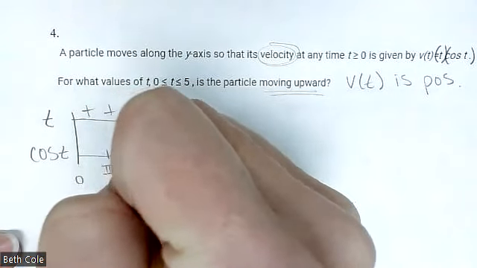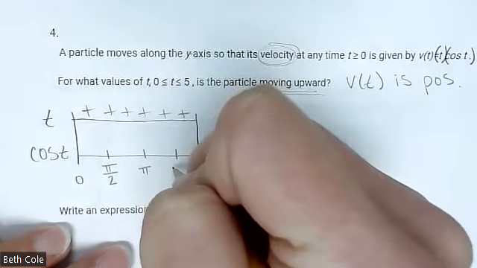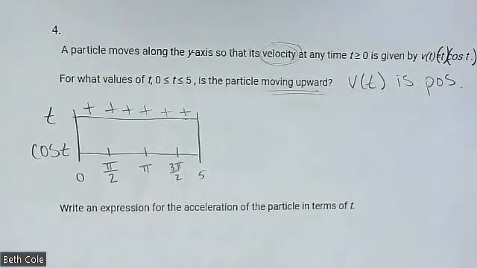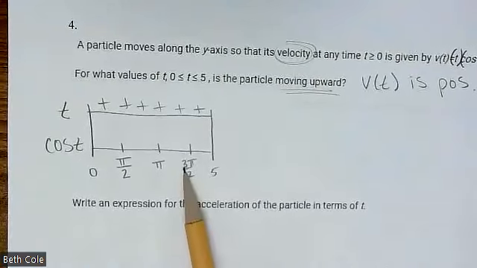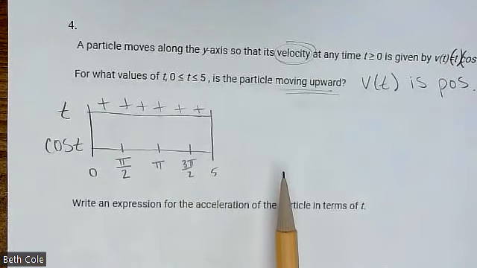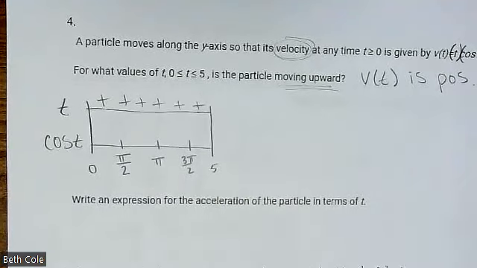Pi over 2. Good. And then the next one, pi. And then the next one. Now I stopped there. How would you figure it out without a calculator? Pi is about 3, right? 3 times 3 is 9. 9 divided by 2 is 4.5, which is smaller than 5. If you go beyond that to 2 pi, 2 times 3 is 6, that would be beyond the window. So if you're like, hey, how'd you do it without a calculator? Just think of pi as 3, okay?